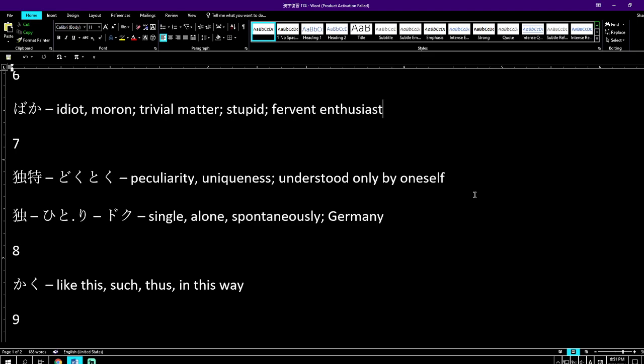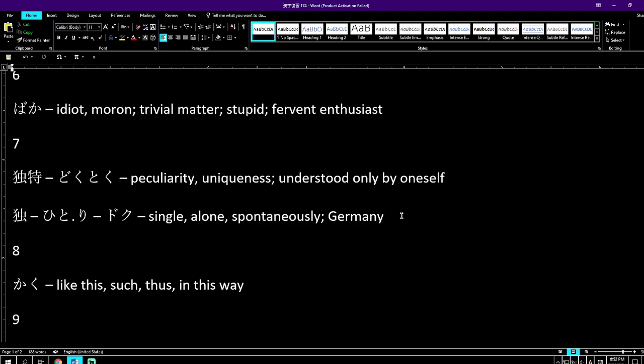Dokutoku. Hitori or doku is our new kanji, with an animal's claw mark on the left side next to a bug, which is single, alone, or spontaneously. So I'm going to think of a cat spontaneously clawing at a bug for single, alone, or spontaneously. Hitori or doku is single, alone, or spontaneously. Can also refer to Germany. Doku or hitori, spontaneously or single.